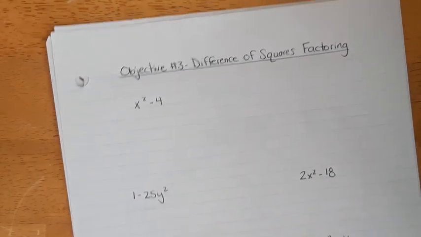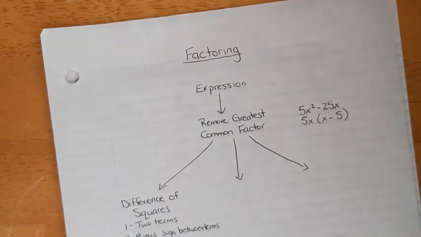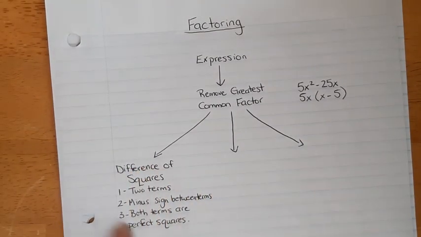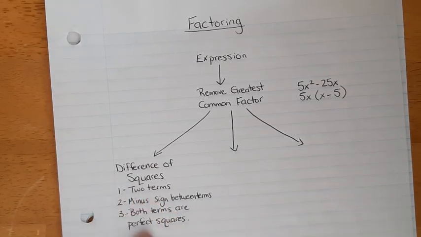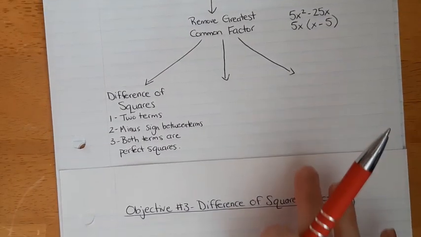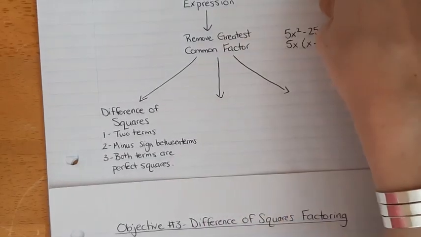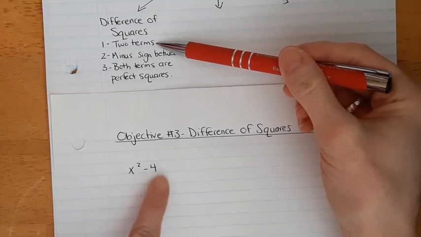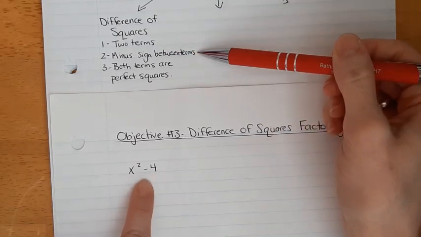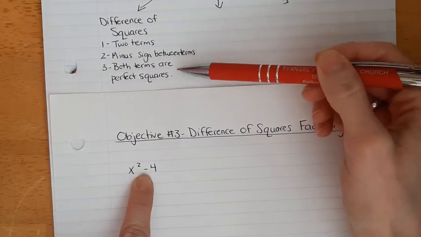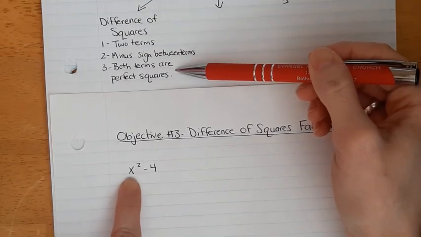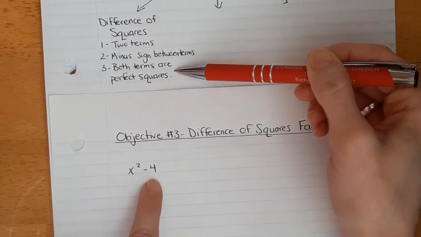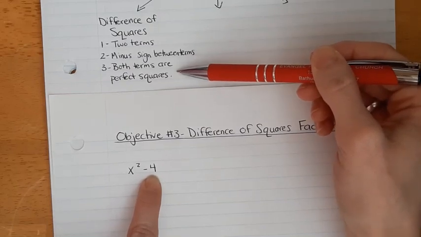So then you're down into the bottom of your flowchart where you're trying to identify what kind of question it is. The only one we know about so far is a difference of squares. So let's compare the criteria of a difference of squares to the question that we have here. Do we have two terms? Yes, we do, 1, 2. Is there a minus sign in between the two terms? Yes, there is. Are both terms perfect squares? x squared, that is definitely a perfect square. 4, definitely a perfect square, because that's 2 times 2.